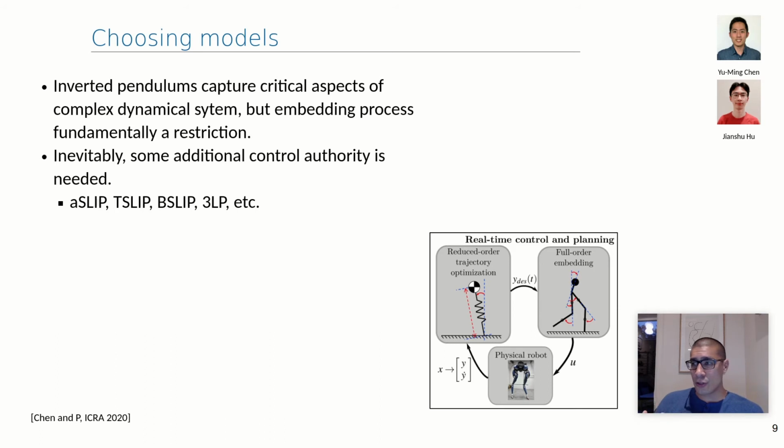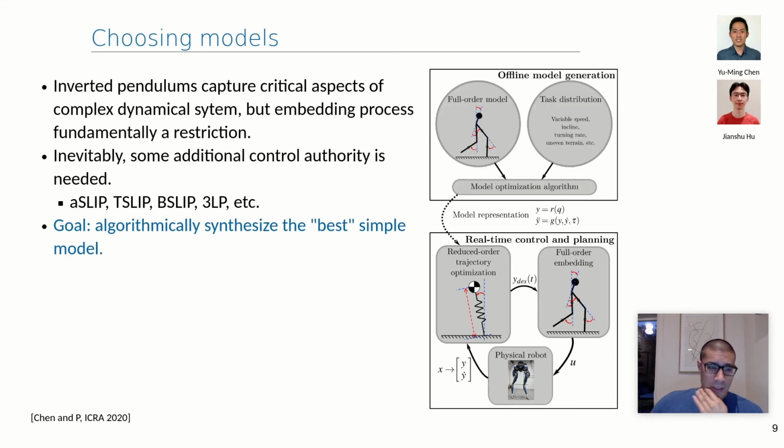Some additional control authority is needed, and this will therefore have to be added in via extensions of simple models. So this is where you get models with alphabet soup names like A-SLIP, T-SLIP, B-SLIP, 3OP, etc. All of these designed with very clear purposes, and many of them very successful in their own right. But the question we set out to answer was, given that there's this clear need from the community for extensions, can we design those extensions optimally? Can we synthesize the best possible simple model?